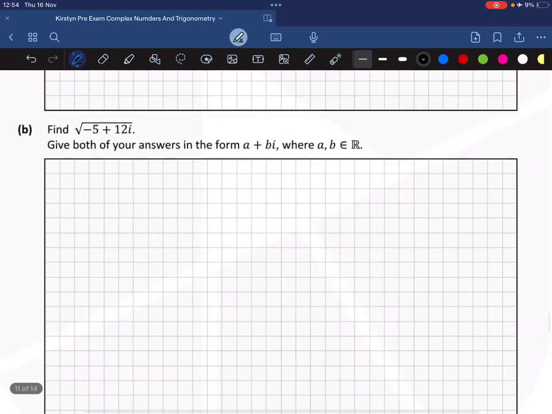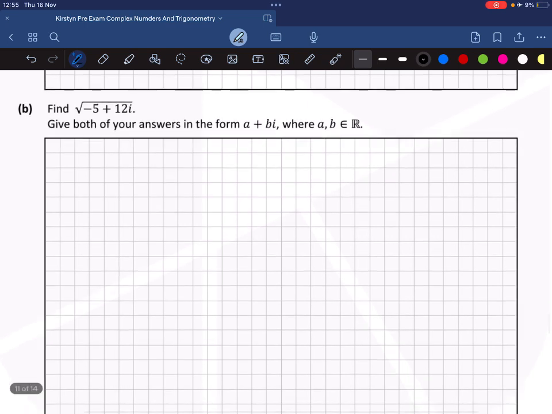Next, find the square root of minus 5 plus 12i. So there's two ways you can do this. The first involves De Moivre's theorem as always, but I'm going to show you a separate way you can do it, so that you might be a little more comfortable, using regular algebra. So any number a plus bi can be written as a plus bi squared. So in this case, minus 5 plus 12i is going to be equal to a plus bi squared, which gives you a squared plus 2abi minus b squared.